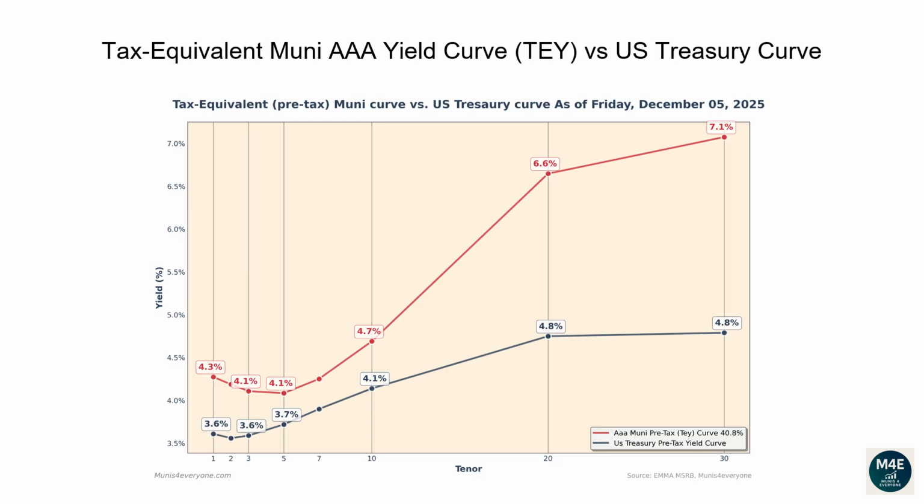Observing the current graph, we can see that currently all the Muni tax-equivalent yields, based off a 40.8% tax rate, are above Treasury yields. When this scenario happens, it may be less convenient for investors to buy US Treasury bonds. For example, if you wanted to buy a 30-year bond, a AAA Muni bond would yield 7.1% compared to a lower yield of 4.8% from a Treasury bond.